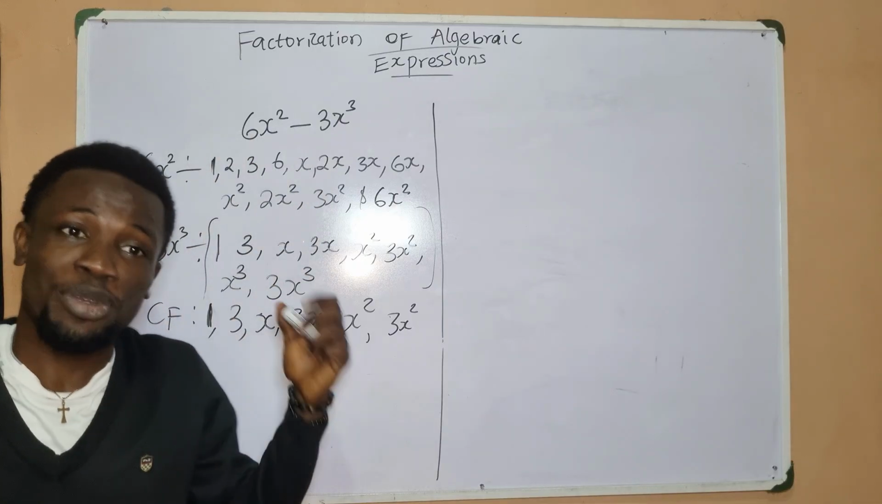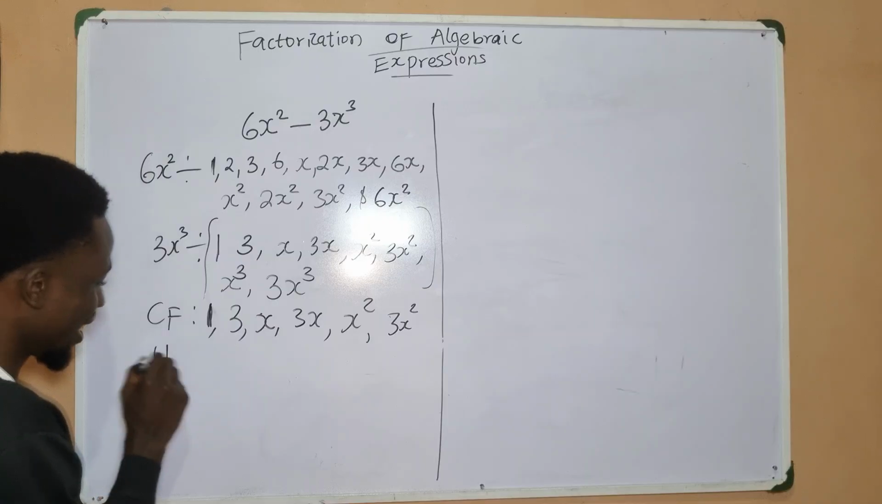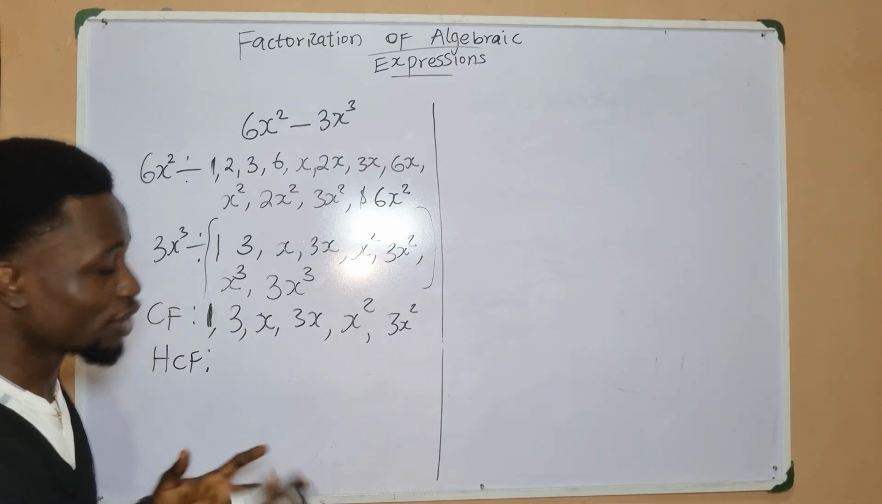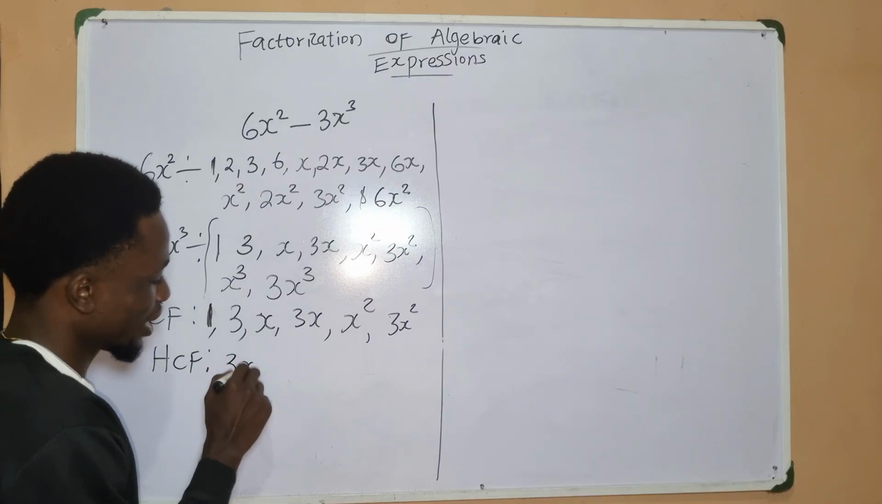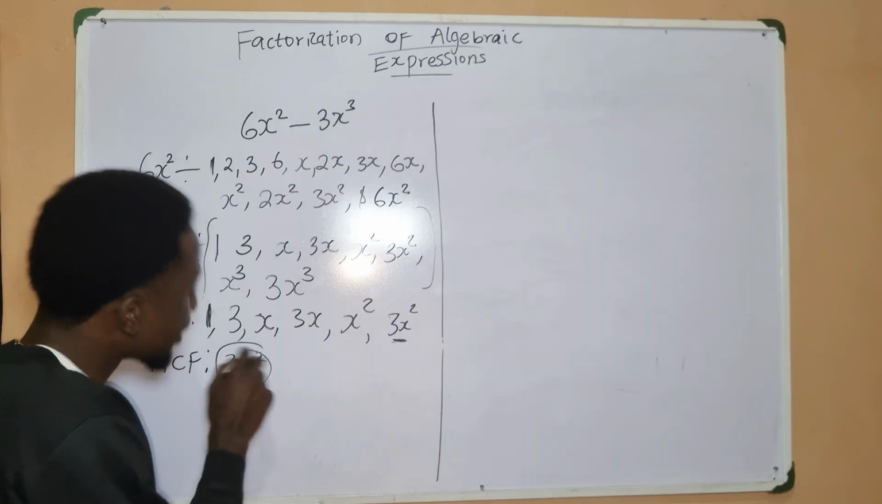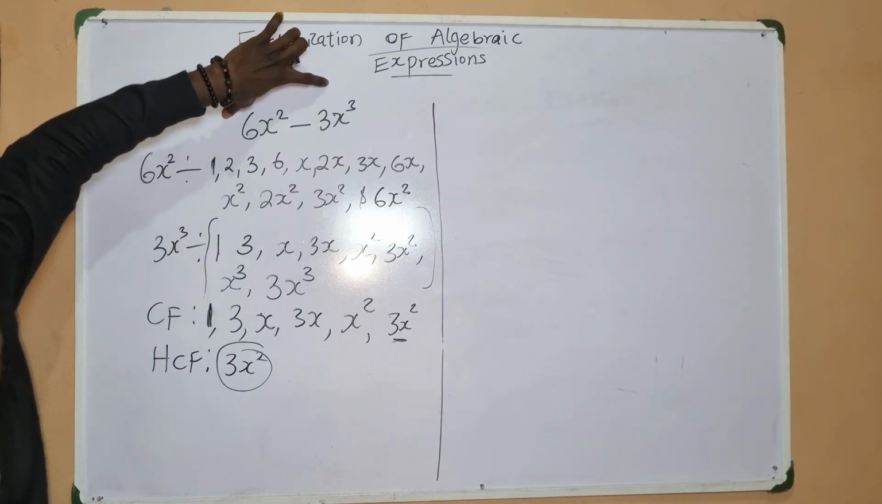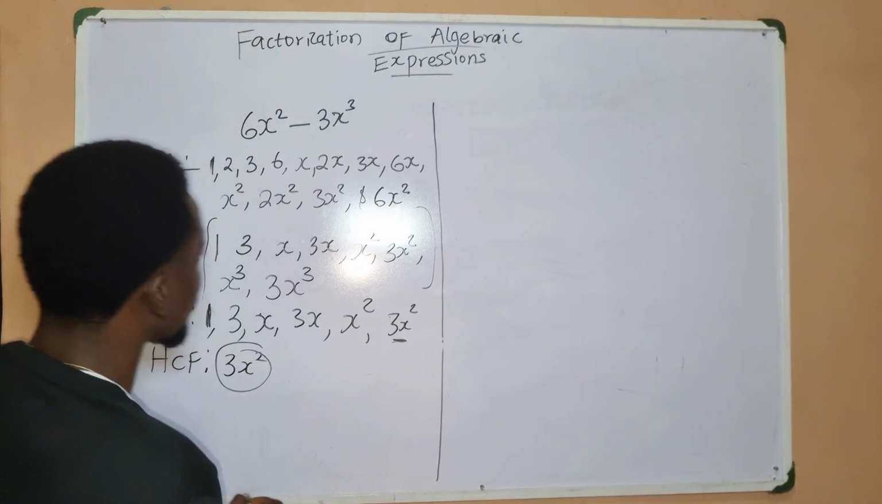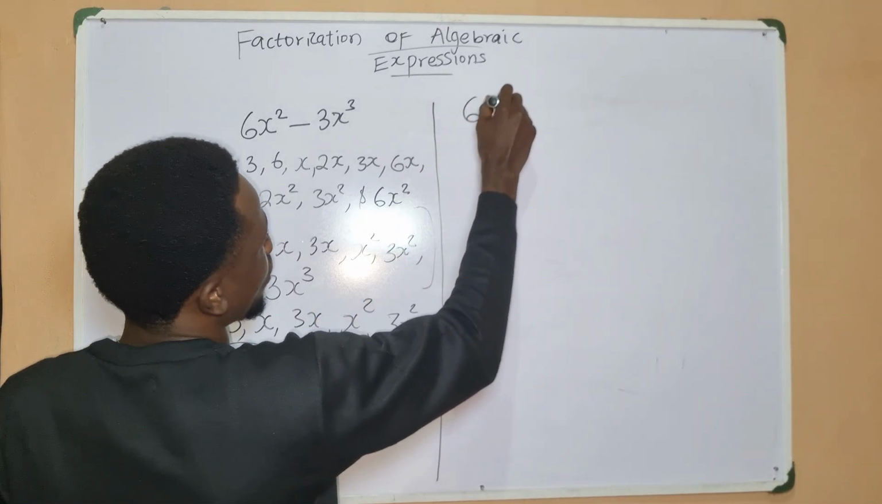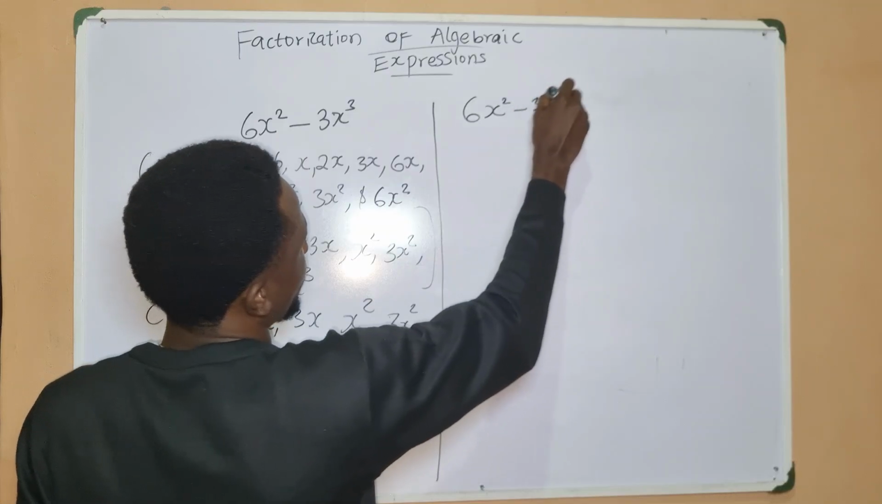Next thing to do is to find what? The highest common factor. Out of every term here, the highest common factor is 3x squared, which is this. This is what we are working with in order to factorize this expression. Let me write out the expression once more: 6x squared minus 3x to the power of 3.